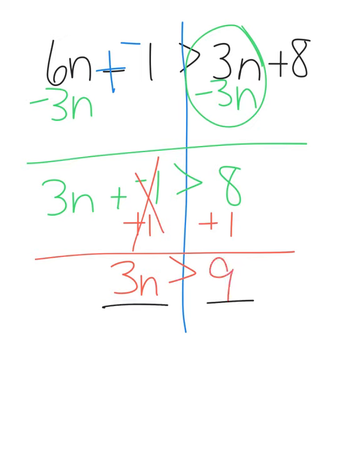And now to get the n all by itself, the inverse of 3 times n would be divide. Whatever we do to one side, we do to the other. So we have 1n is greater than 3. What did I divide by? I divided by a positive. You do not flip the inequality symbol. Only if you multiply or divide by a negative. Those are my 3 examples for today.